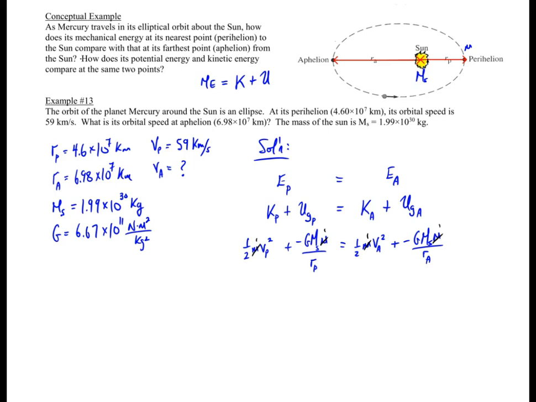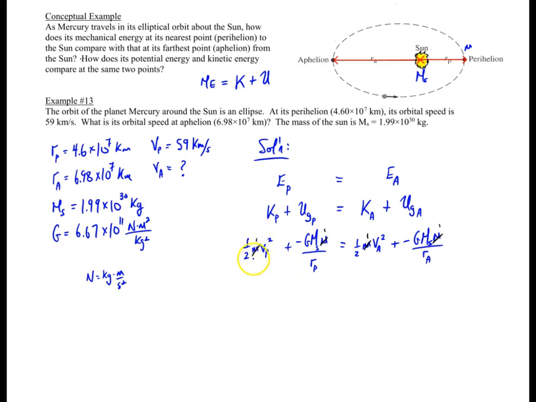Now you can go ahead and make some substitutions, but there is a common mistake people make here. You see, G is in newtons times meter squared over kilogram squared. And a newton, by the way, is equivalent to a kilogram times a meter per second squared. So your distances cannot be in kilometers. They must be in meters. And your speeds must not be in kilometers per second, but must be in meters per second, because you're using this constant of G here. So you need to convert those appropriately.